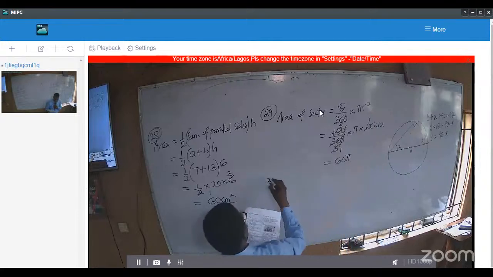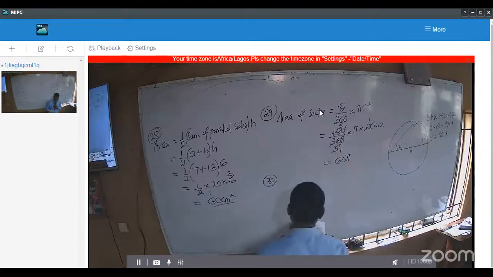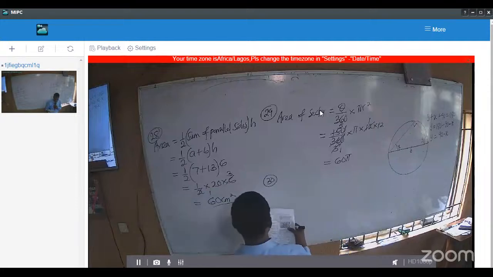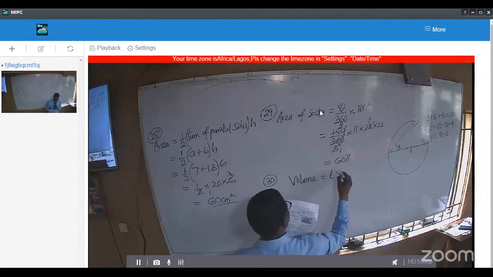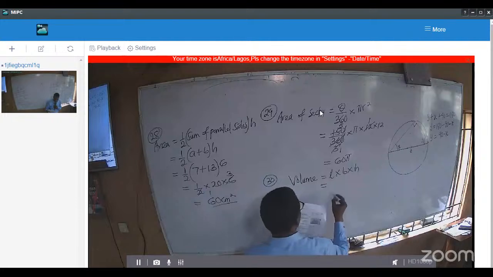30. Volume of a cuboid. Length times breadth times height. That's it. Don't say I hate it. See, this one's simple now. What's the length? 0.76.